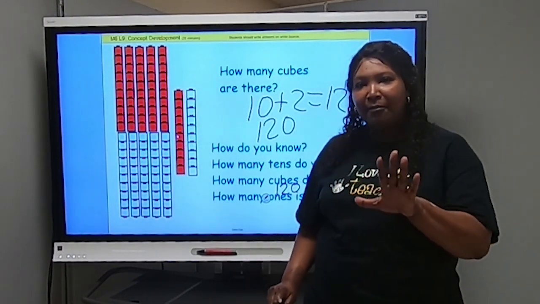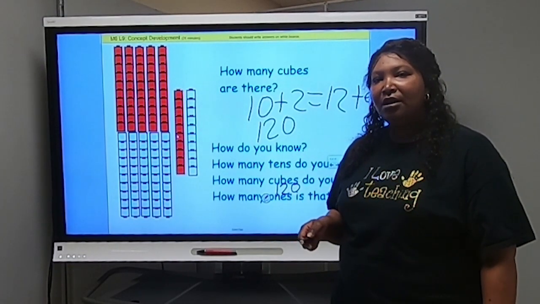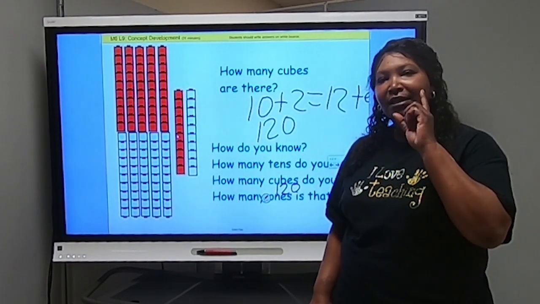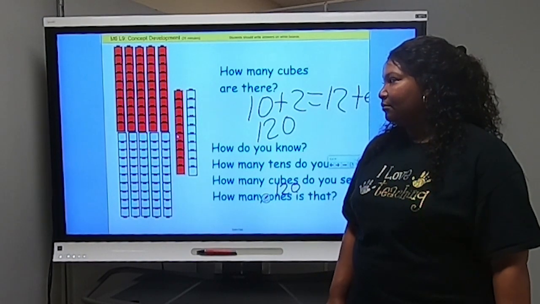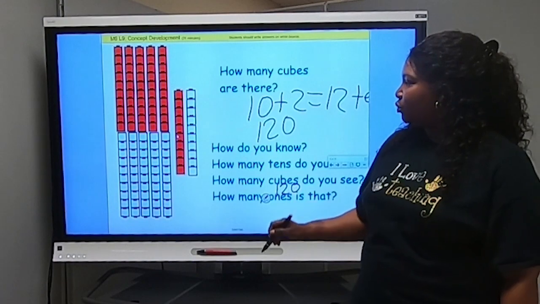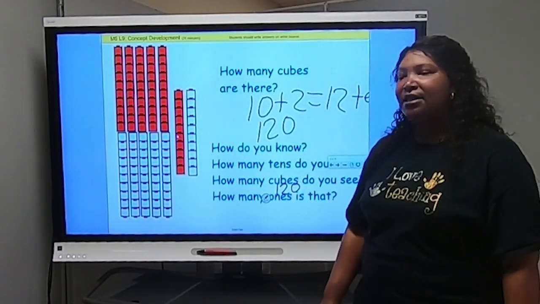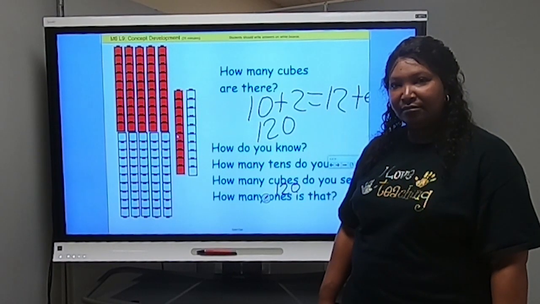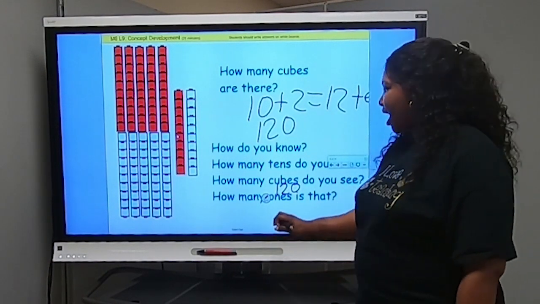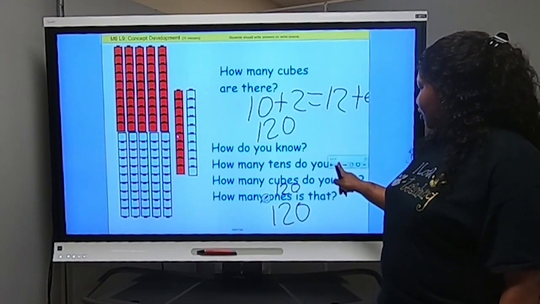Now, let's stop for a moment and review something. How many pennies is equal to 1 dime? 10, exactly. So now I want to switch over and convert those to ones. So how many ones is there? 120. Good job. You're awesome. Okay, let's go to the next one.